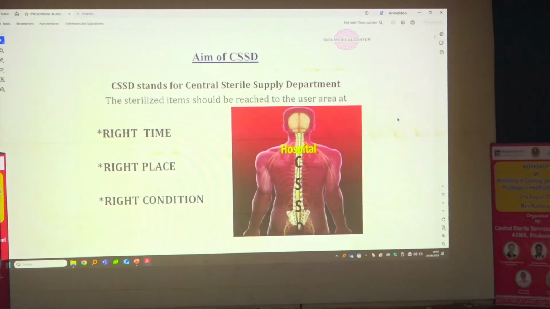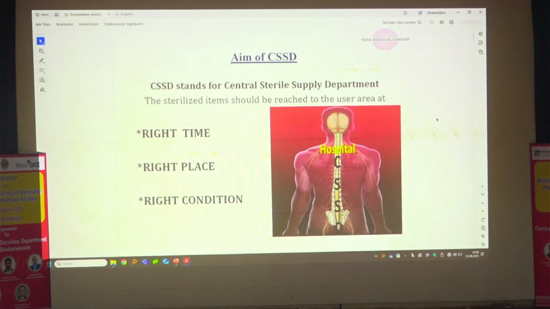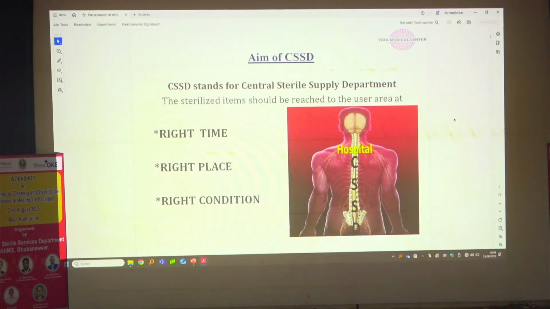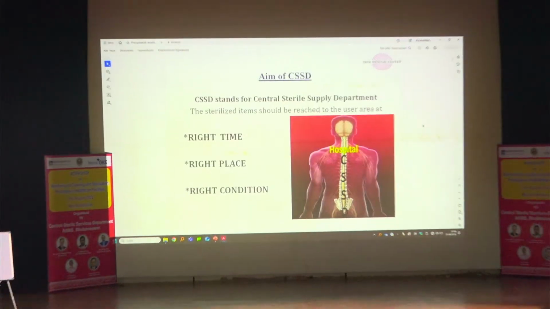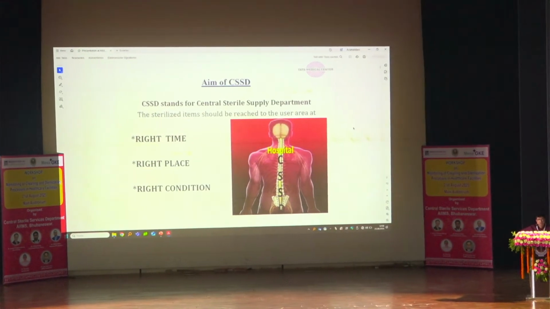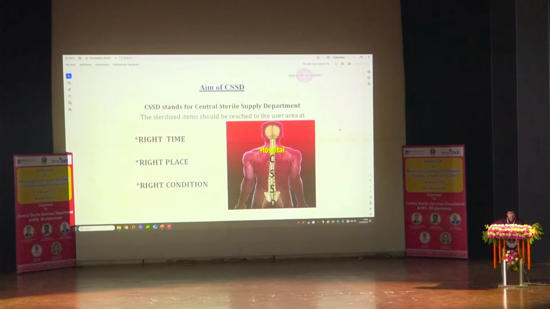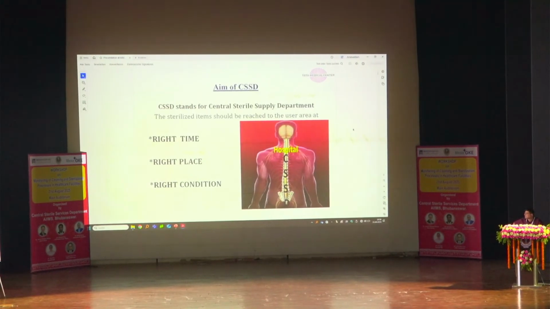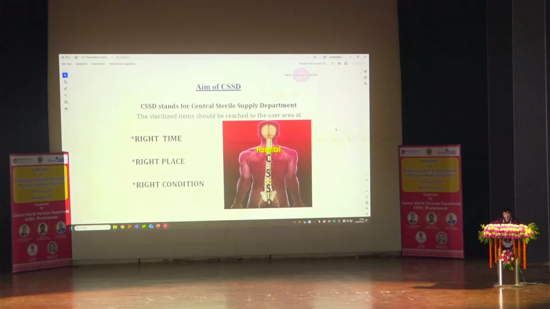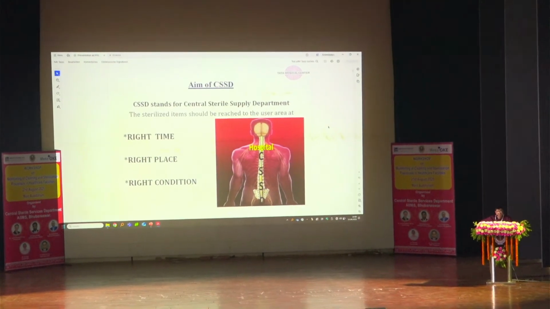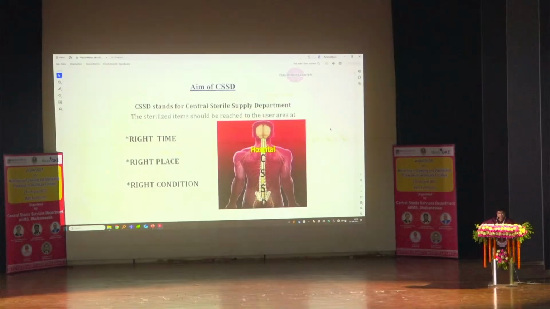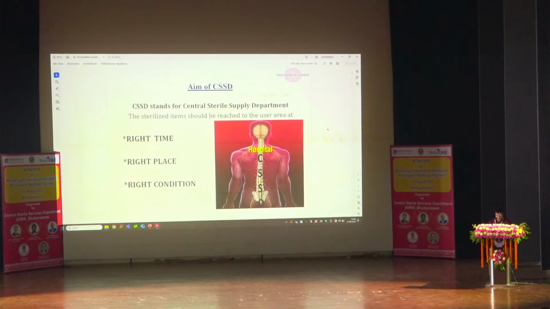Presently, the CSSD, as per the NABH, you have to set up properly, otherwise you do not get any NABH standard or NABH certification. So, what is the aim of CSSD? CSSD stands for Central Sterile Supply Department, where our target is that items should reach at the right time, right place and right condition.